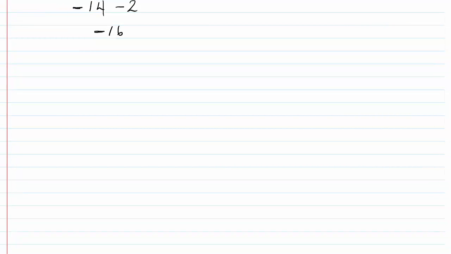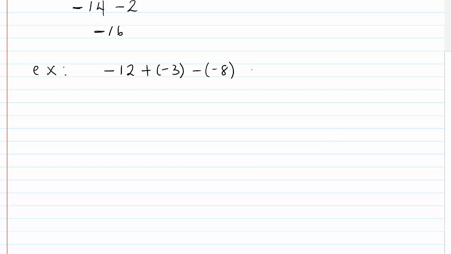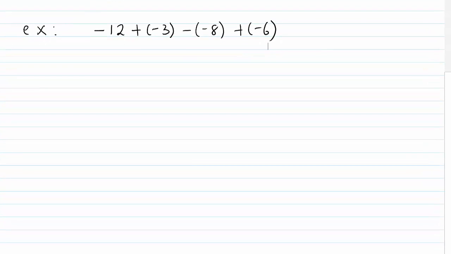Let's look at another example. Example: minus 12 plus minus 3 minus a minus 8 plus a negative 6. So once again, this looks very confusing. But if you follow the procedure of sign numbers, then the problem becomes easy.